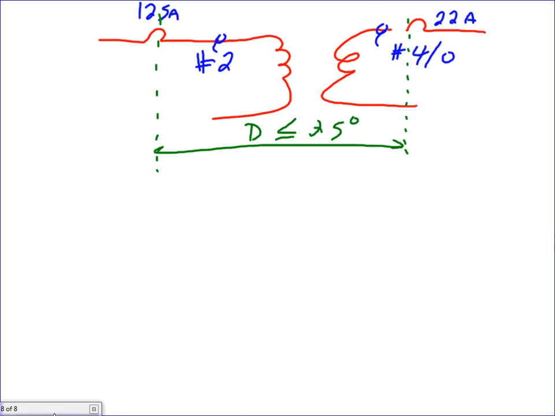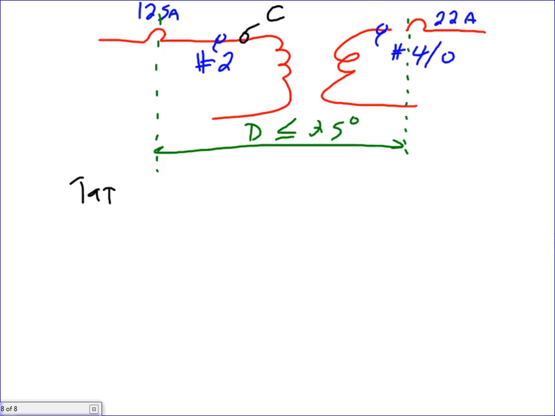Now, here's what the rule for the tap says. Sometimes you size it this way and the overcurrent protection device trips. What would you do? This is the scenario that we have. Based on the tap, here's what it tells you. I'm going to use black, and I'm going to call this conductor C.